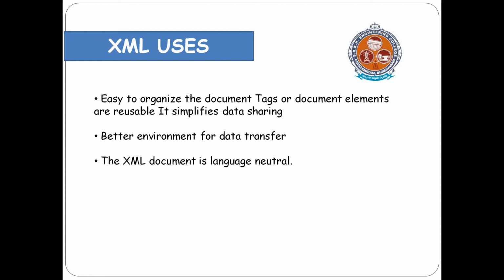Coming to the main use of XML: XML is a markup language that defines a set of rules for encoding documents, in a format that is both human and machine readable. The main uses of XML are to organize the document tags or elements, and we can reuse them in data sharing. XML provides a better environment for data transfer. The XML document is language neutral. That means if you write a Java program, it can generate the XML document, and it can be processed by some other language like Perl, etc. And XML files are also independent of the operating system.